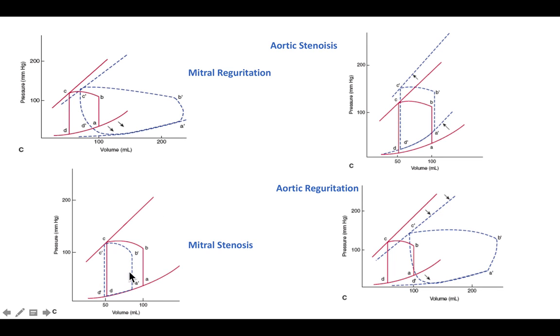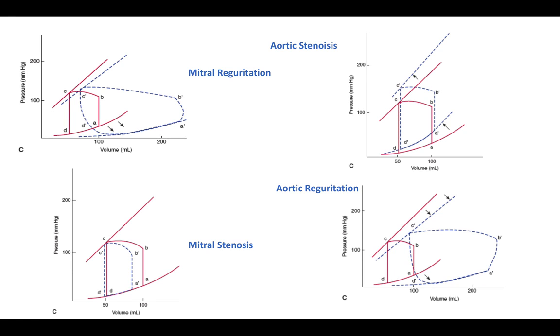For mitral stenosis, because the mitral valve is narrowed, blood is still flowing in through it when it's open, but your preload is down because not as much blood makes it in. And so you end up with a lower preload, a little bit of a lower force of contraction, and a much lower stroke volume. For aortic stenosis, remember this is essentially equivalent to an increase in afterload.